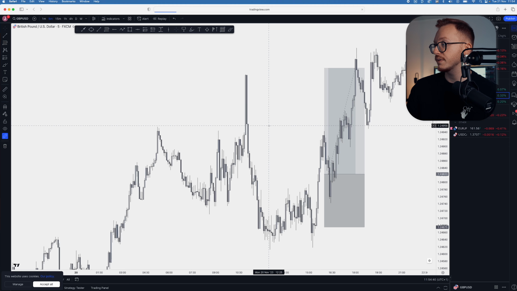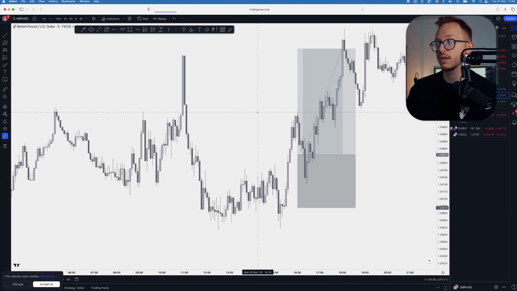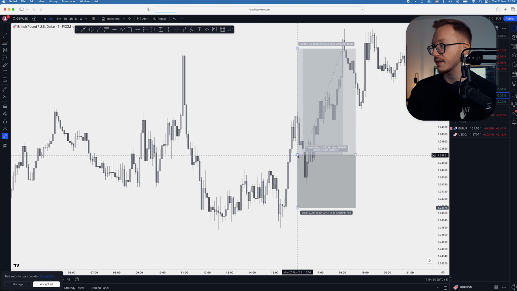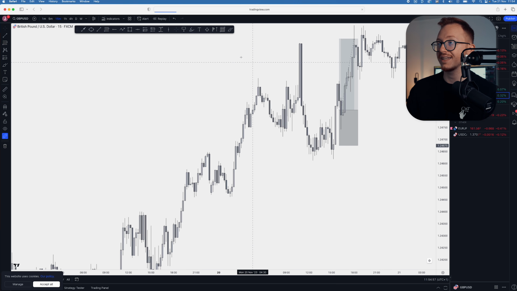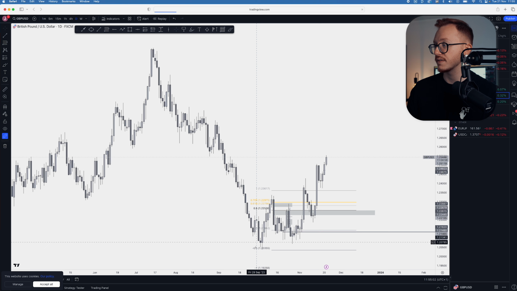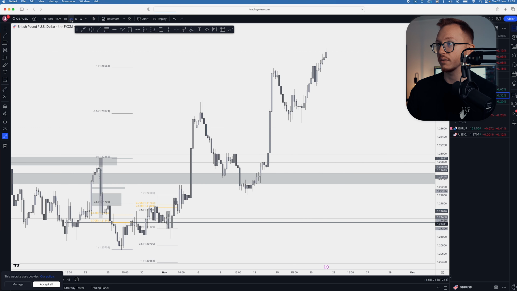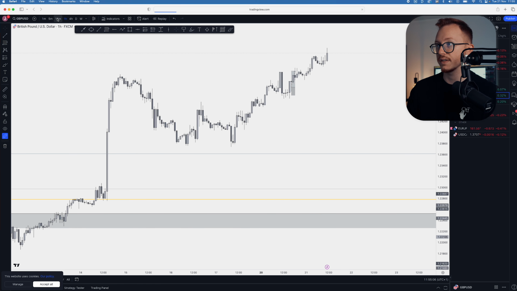Then on GU, a little bit later, it was already 4 p.m. in the afternoon. So this was silver bullet session, New York Open, if I'm correct, yes. And basically the same story. So GU in a very big incline daily wise, as you can see. 4 hour wise, very big incline. 1 hour wise, very big incline. Of course, everything is aligning.